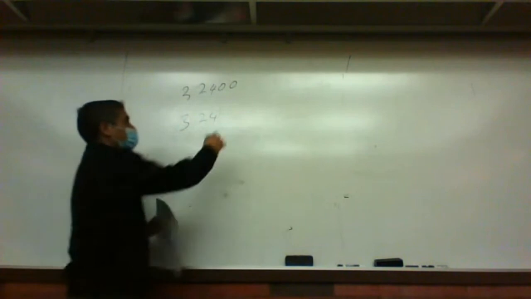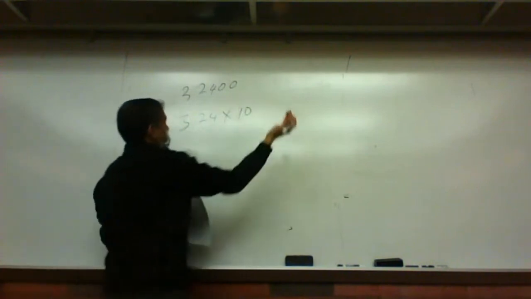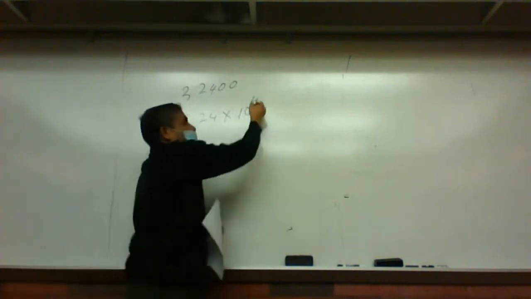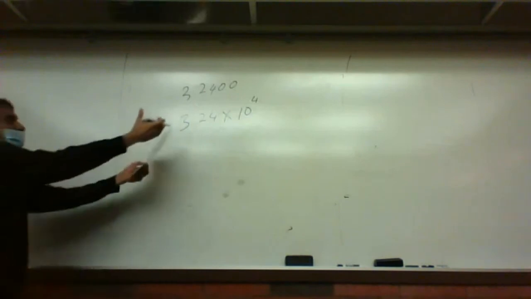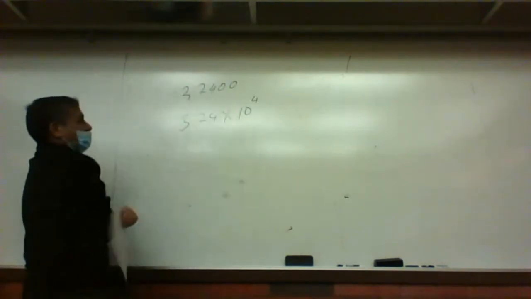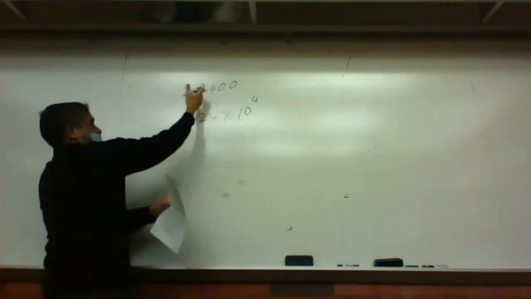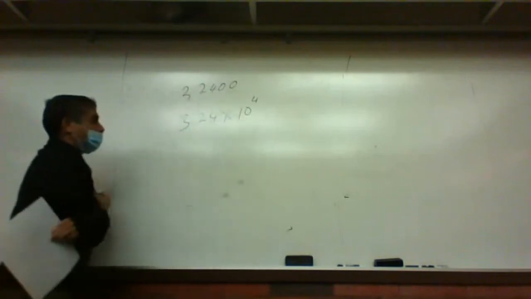If I do that, what I can do is write 10 to the power of how many steps I moved, like 4 steps. This is how we convert the number into scientific notation. If you move the decimal like this, you are going to write just 4.